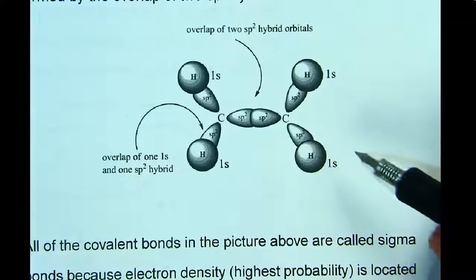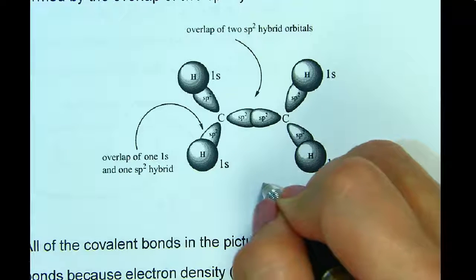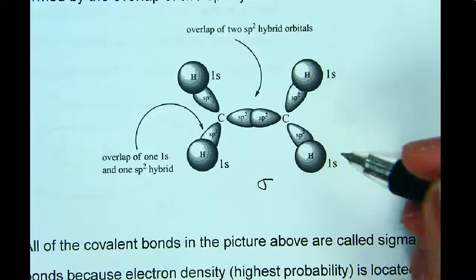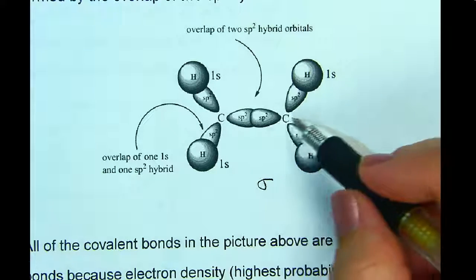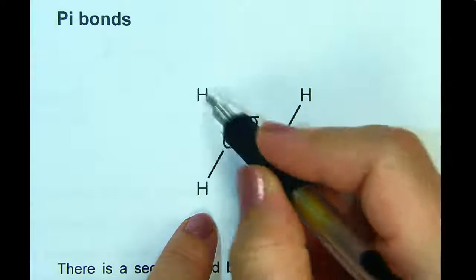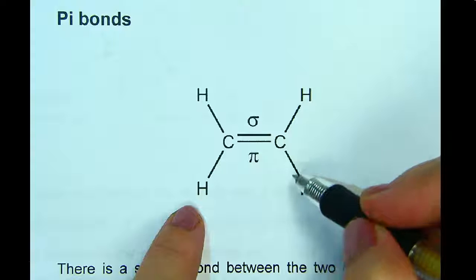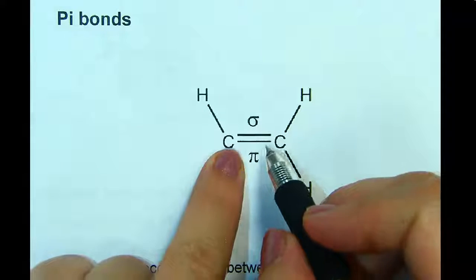All of the covalent bonds in the picture above are called sigma bonds. Sigma is symbolized as this, and because the electron density, highest probability, is located along the axis connecting the 2 nuclei in the bond. So this bond is a sigma bond, this is a sigma bond, there's a sigma bond, there's a sigma bond. But we really are only concerned about it here because notice we have the double bond.